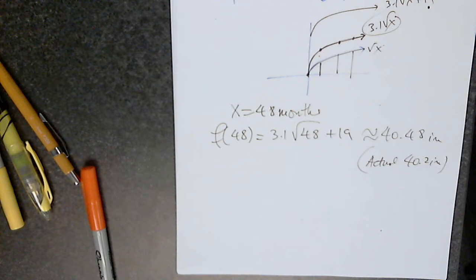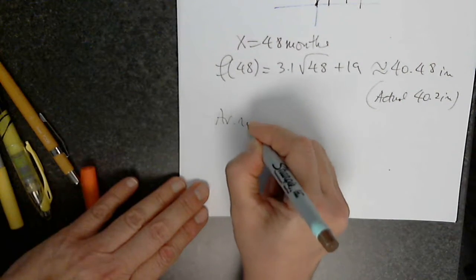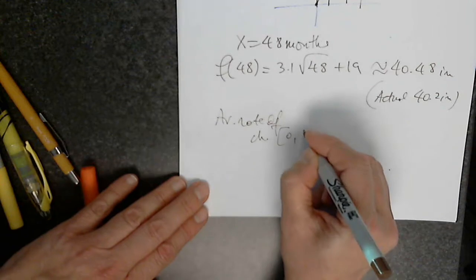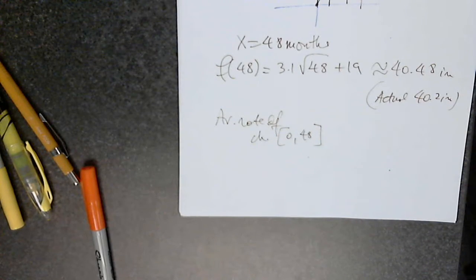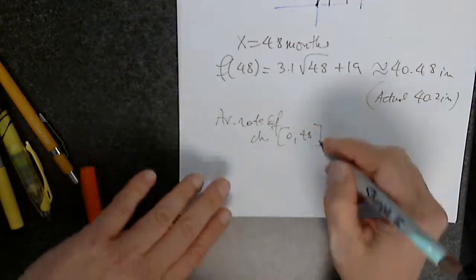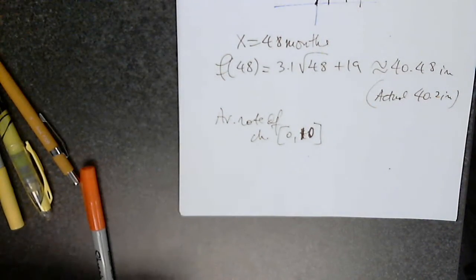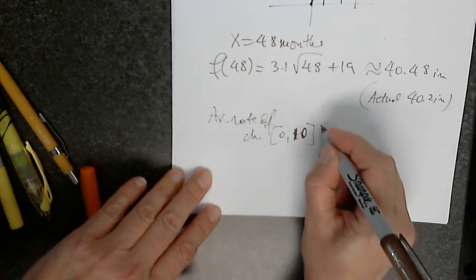Use the model to find the average rate of change in inches per month between birth and 10. Average rate of change between birth and 48 months. Birth and 10, I'm sorry. How do I find the average rate of change for this function between 0 and 10?